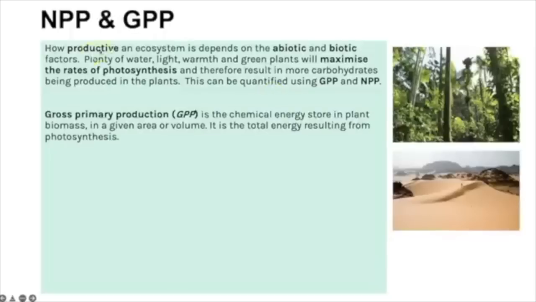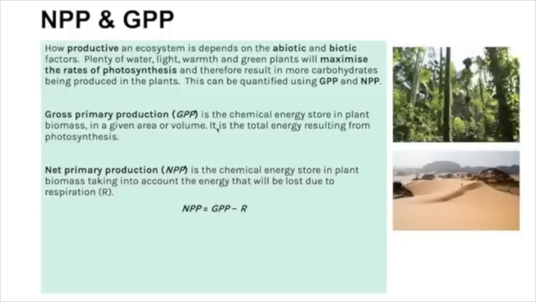So GPP is gross primary production, and it is the chemical energy stored in the plant biomass in a given area, or it could be volume, and it's the total energy resulting from photosynthesis. NPP is the net primary production, and that is the GPP minus the energy that will be lost by respiration. So basically NPP is the energy you have left to go towards making the biomass.